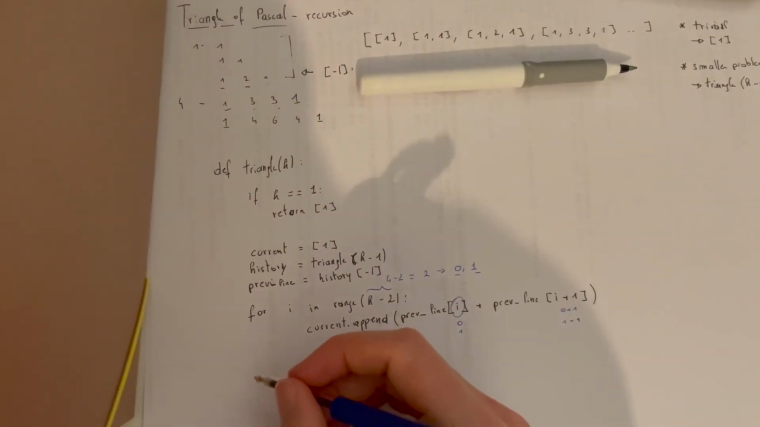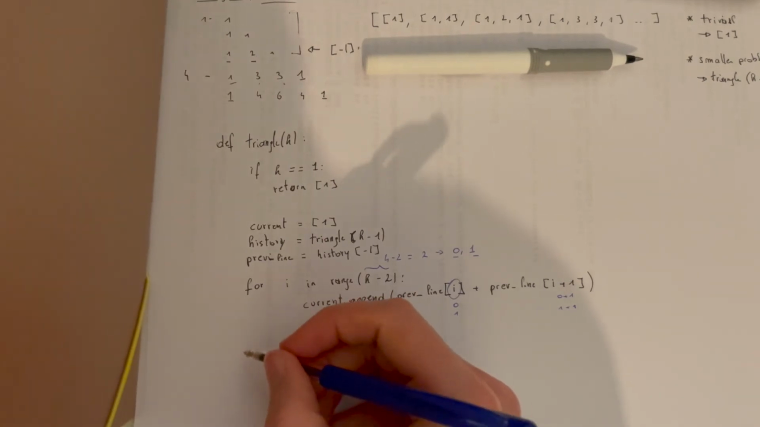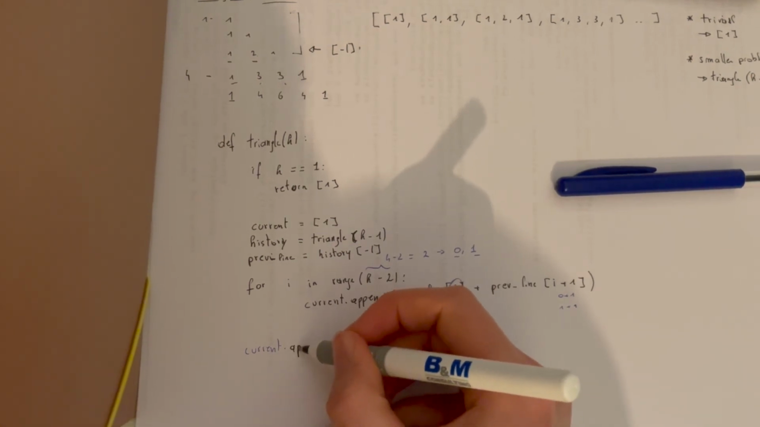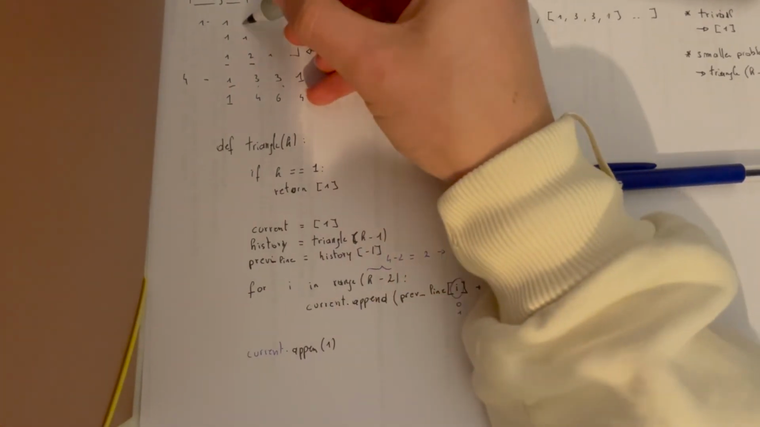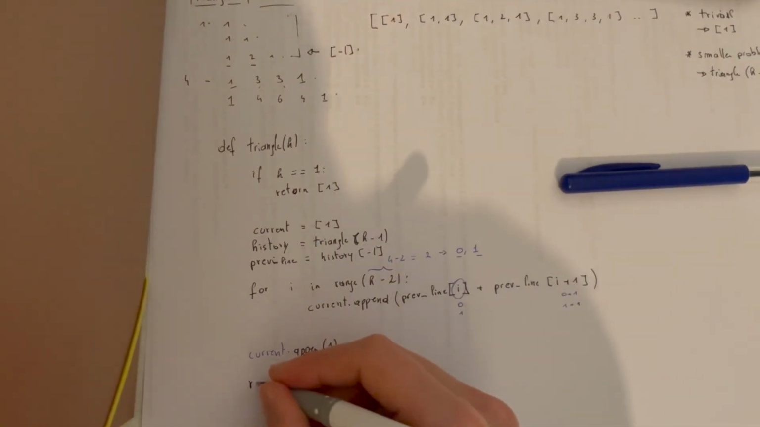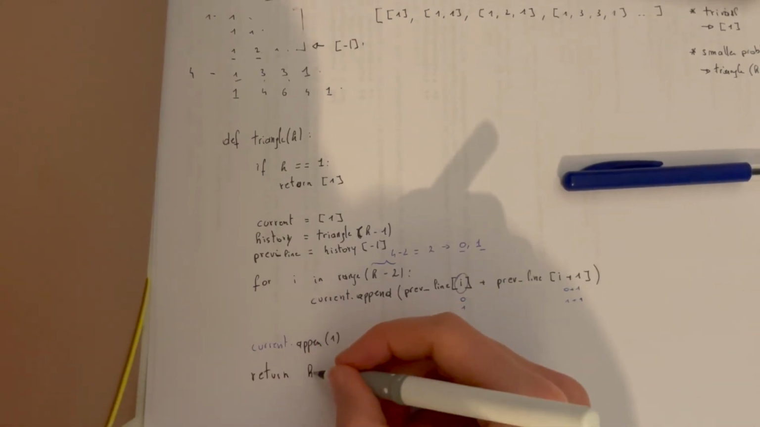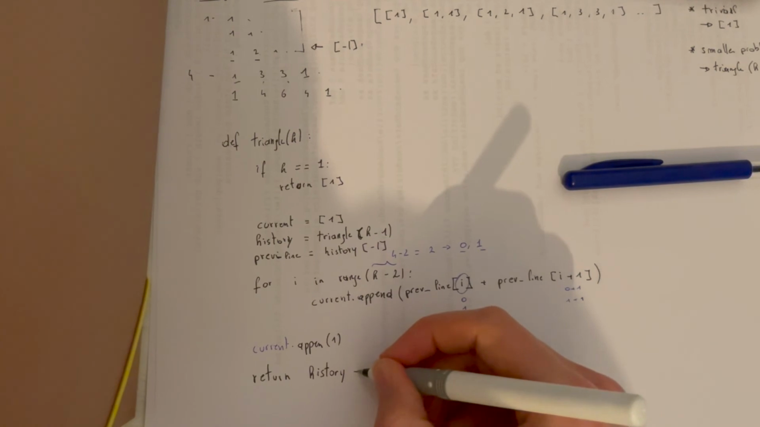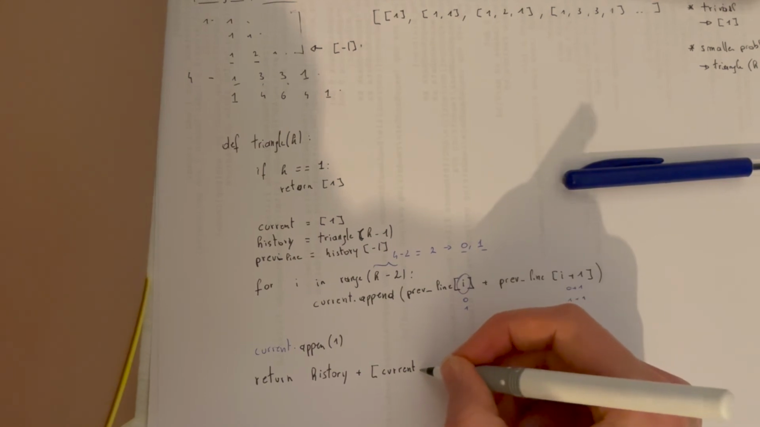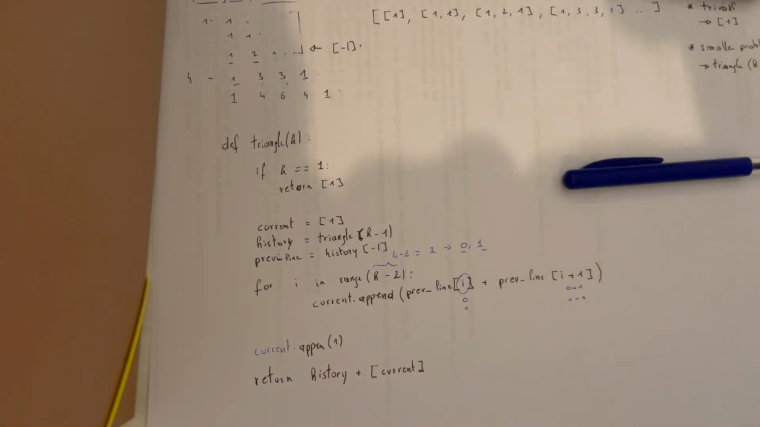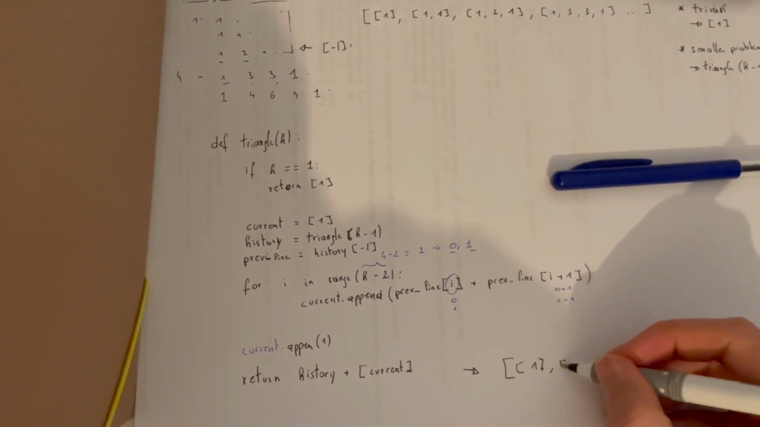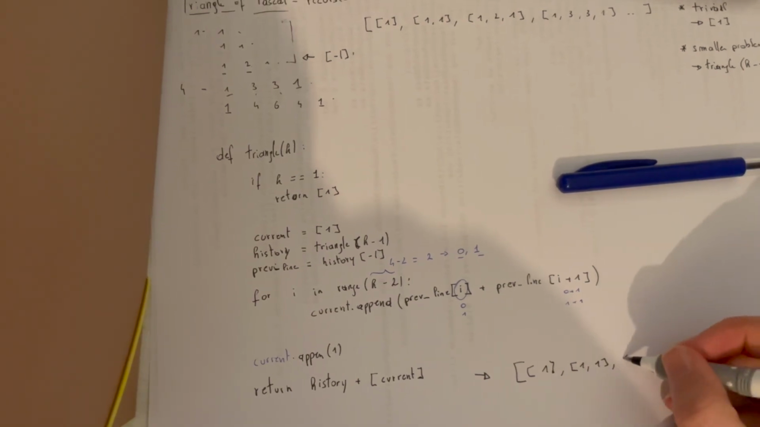And the only thing we need to do in the end is to append another 1, because you see each row ends with a 1. And at the end we can return our triangle. That will be the history plus the last list, and that's the current one. And this will give us a list of lists with the triangle of Pascal.